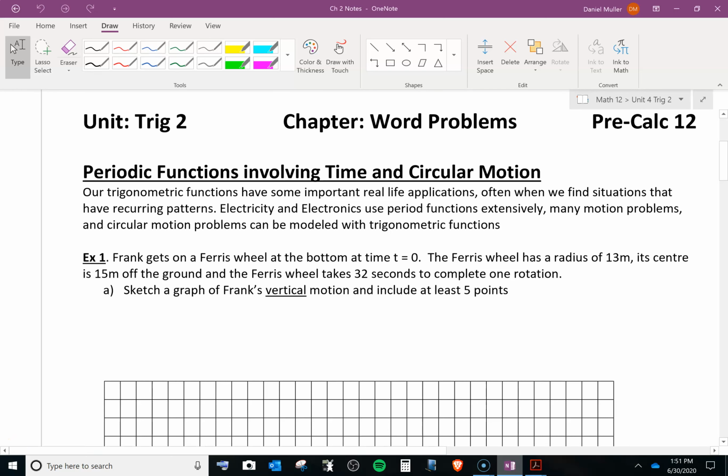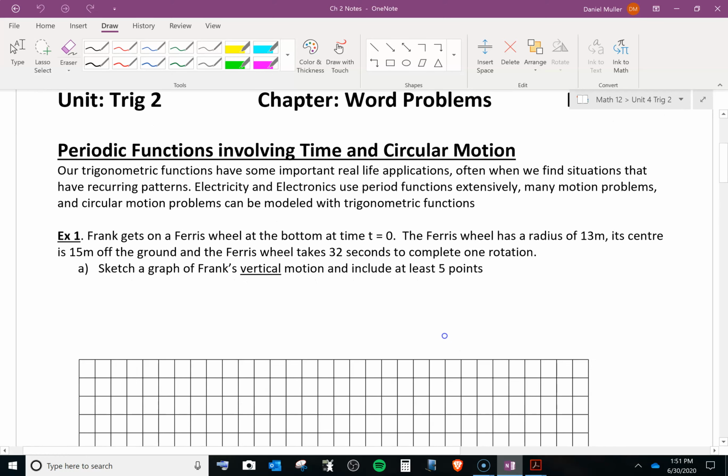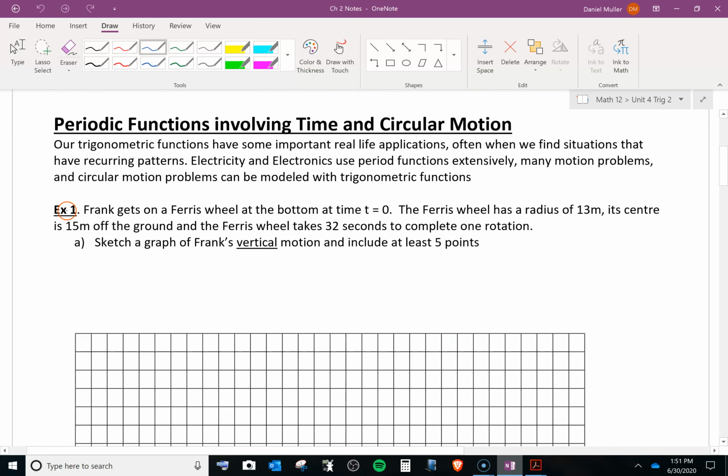Moving on here, we're looking at some word problems that are going to involve trig functions. So let's look at example number 1. Frank gets on a Ferris wheel at the bottom. Obviously you're not getting on the Ferris wheel at the top. And it's time equals 0.